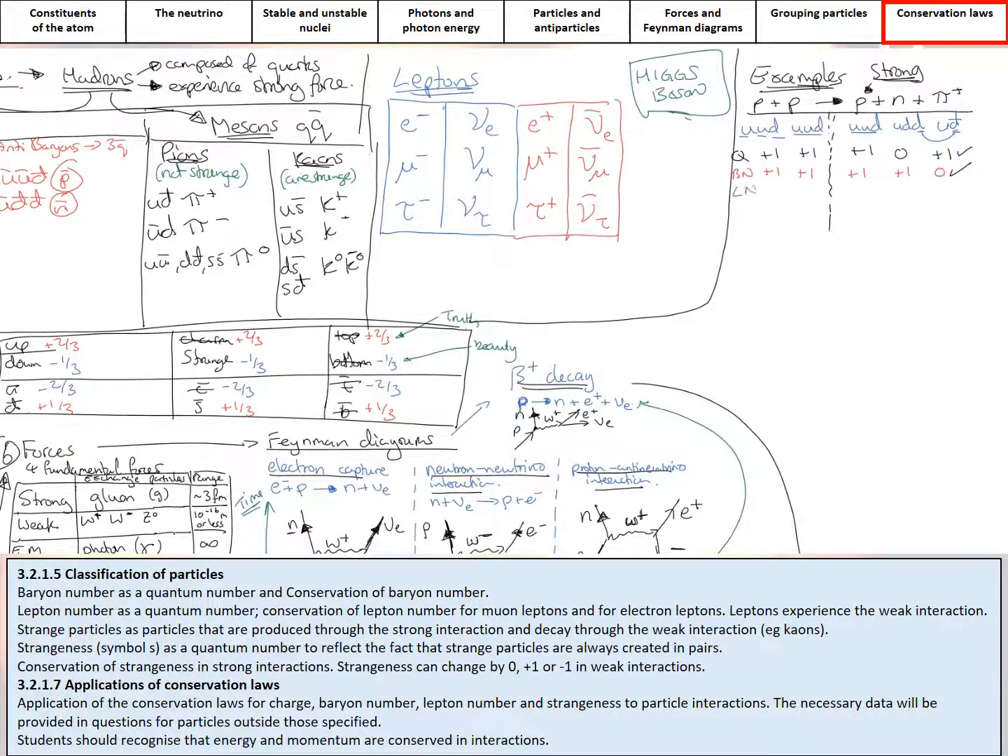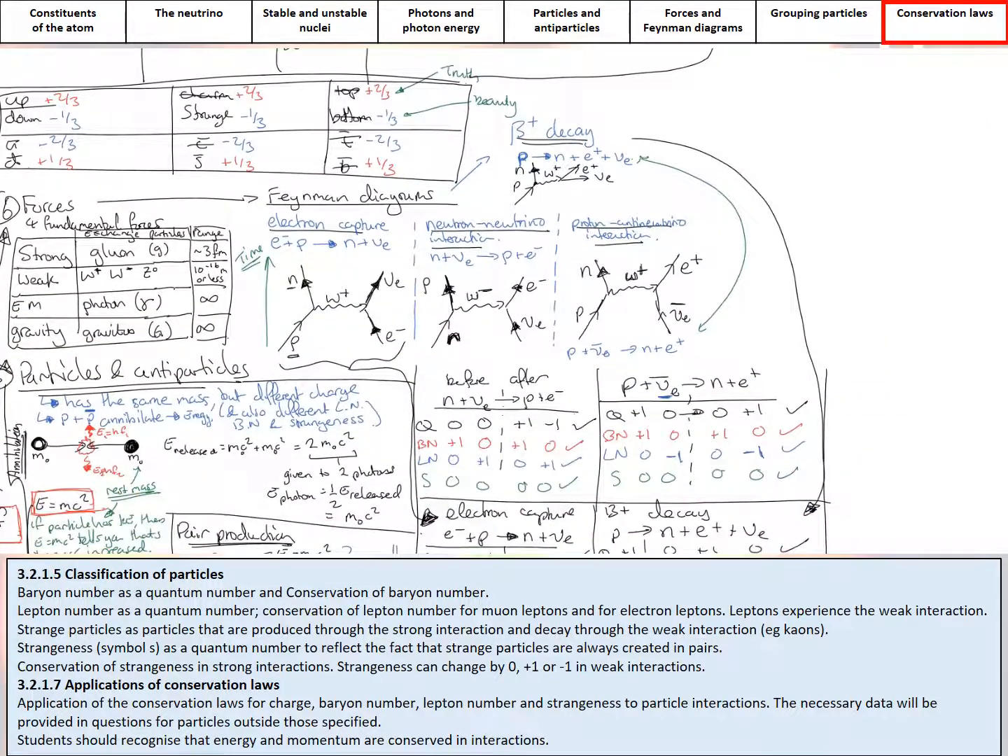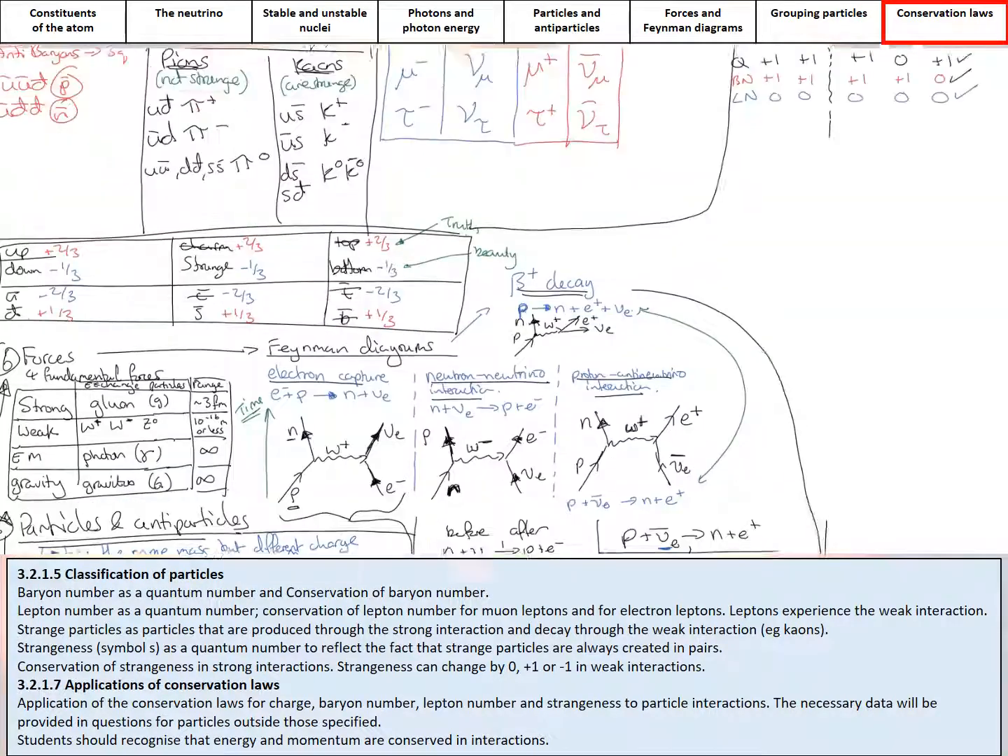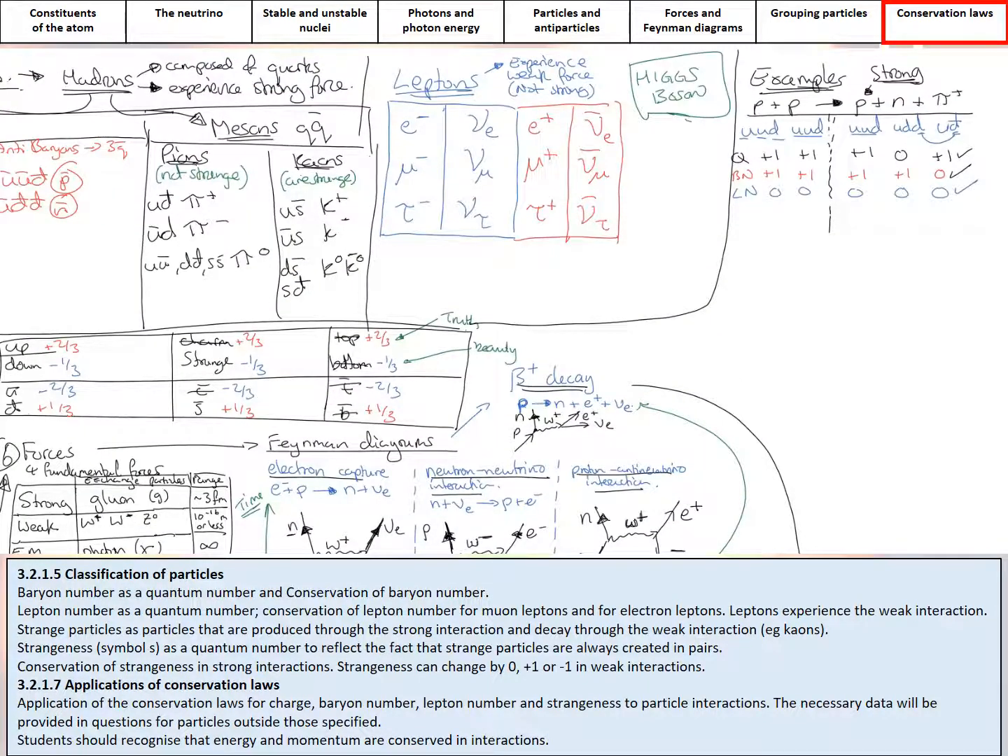Lepton numbers, there are no leptons involved in this interaction at all. Leptons do not experience the strong force, but they do experience the weak, as you can see from all of these Feynman diagrams here, which all involve leptons and all involve the W particle. And strangeness is 0, 0, 0 across the board.